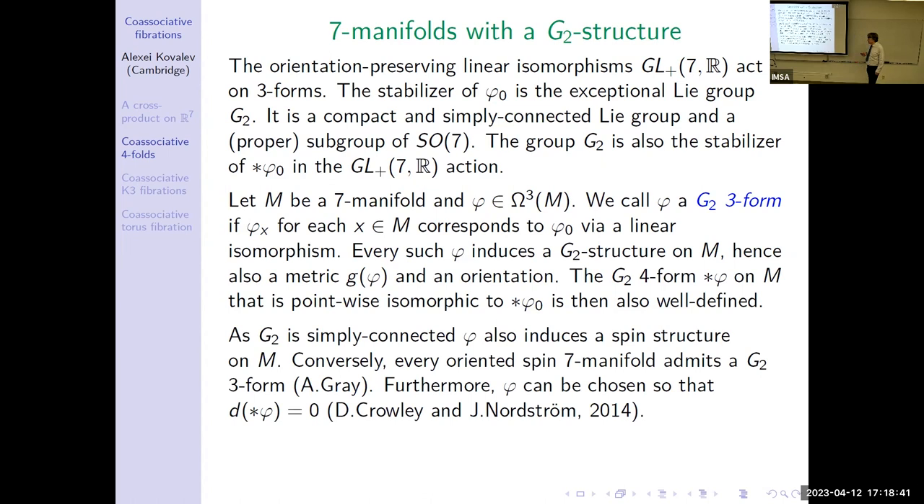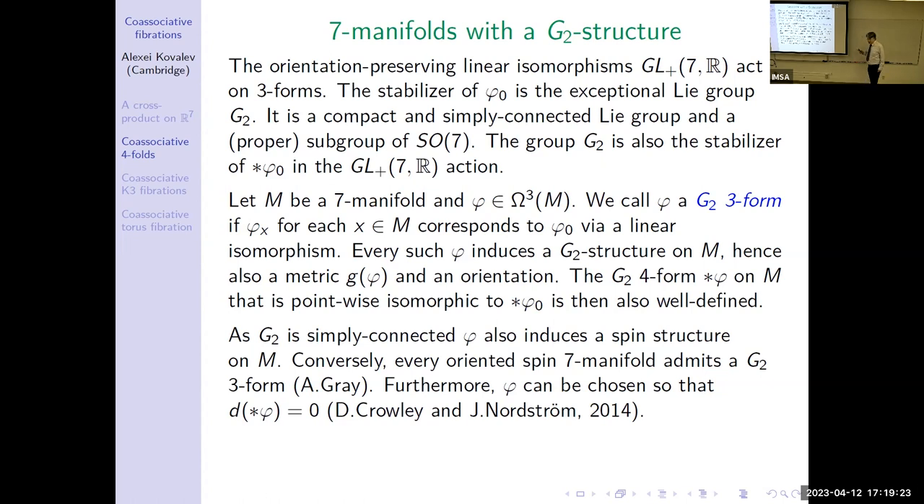But since G2 is simply connected, we can lift this G2 structure to a spin structure, a double cover of SO(7). So that means that if we have such a form phi, the seven-manifold must be spin. It turns out that this necessary condition is also sufficient. Any oriented spin seven-manifold can have such a G2 three-form phi. Moreover, a rather more recent result by Crowley and Nordström says that if a manifold is spin, we can additionally assume that the four-form star phi is closed.